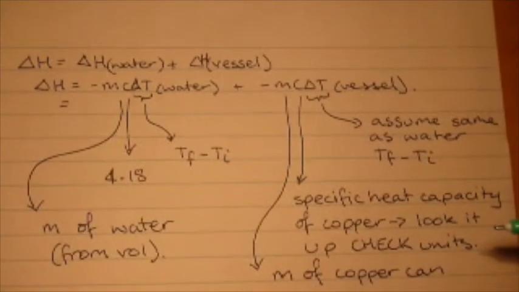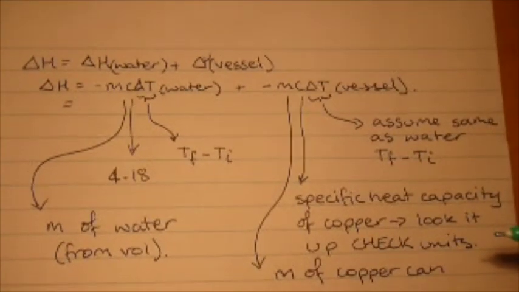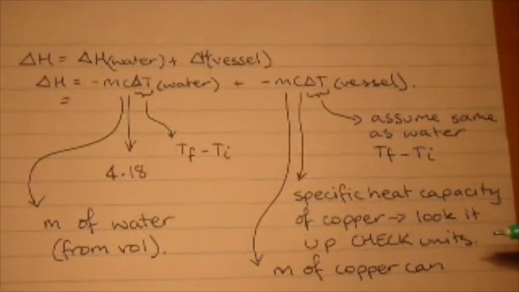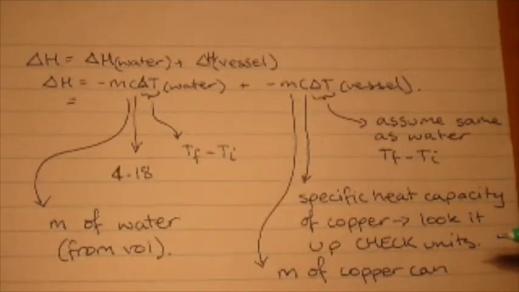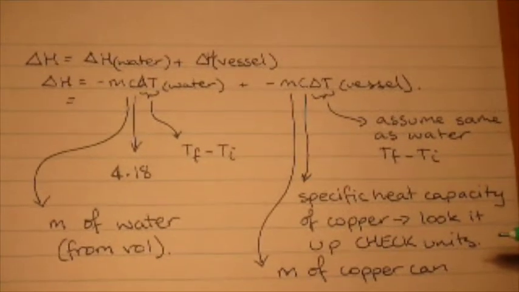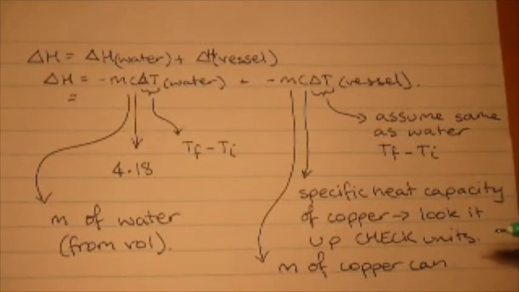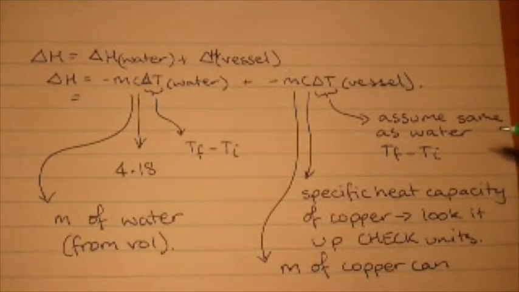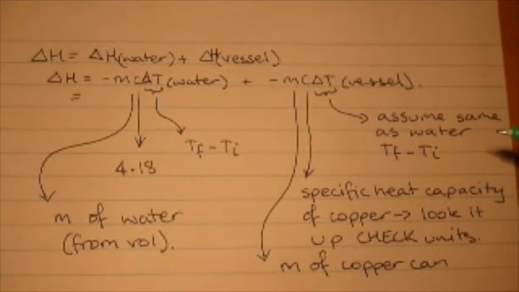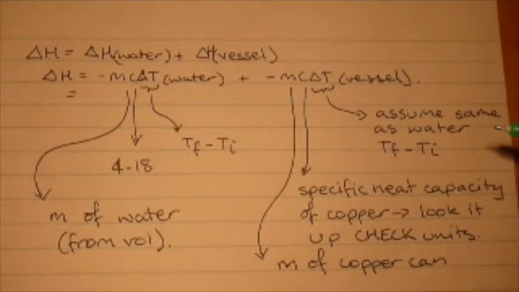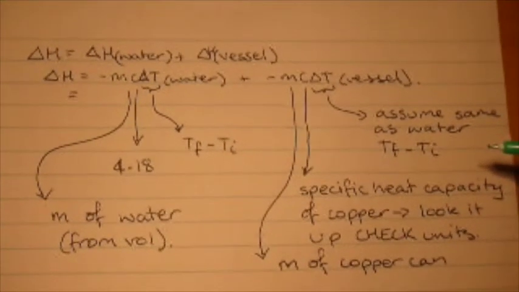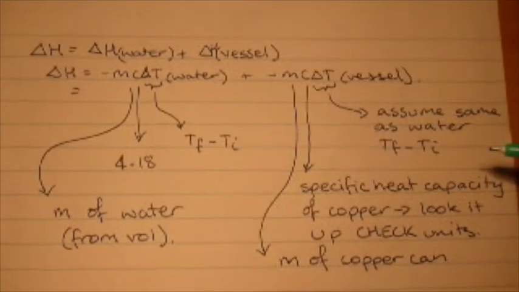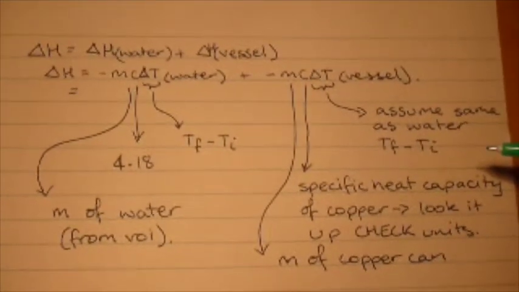Now the key thing here is to check the units, because we measured the mass of the copper can in grams. So you need to look for the specific heat capacity of copper in joules per gram per Kelvin or per Celsius. Alright, now you need to assume, this is an assumption within the equation, that the water temperature final minus temperature initial is going to be the same for the can as it was for the water.